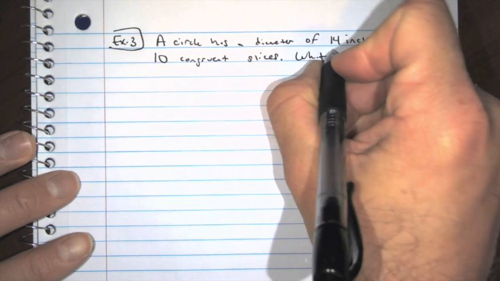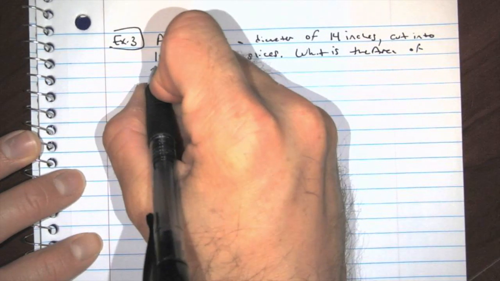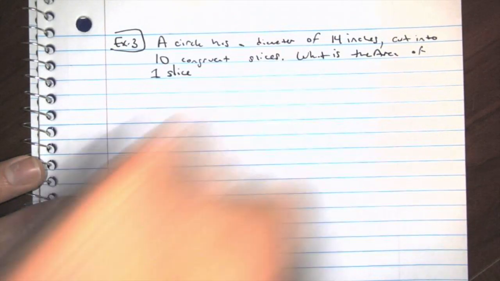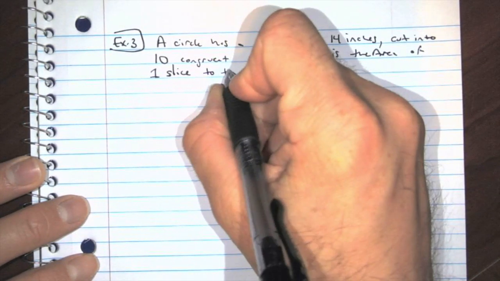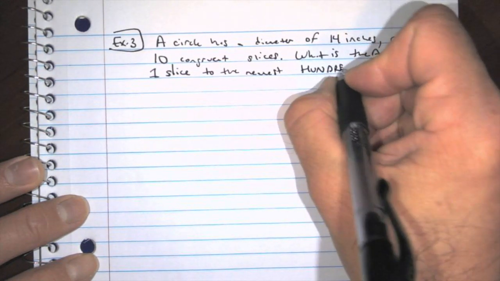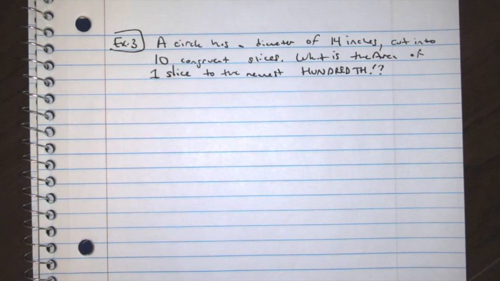10 equal pieces. What is the area of one slice of cake, of pie, of pizza, whatever you want that's delicious and circular? What is the area of one slice? To the nearest... Oh, let's specify. To the nearest hundredth. What is the area of one slice to the nearest hundredth?